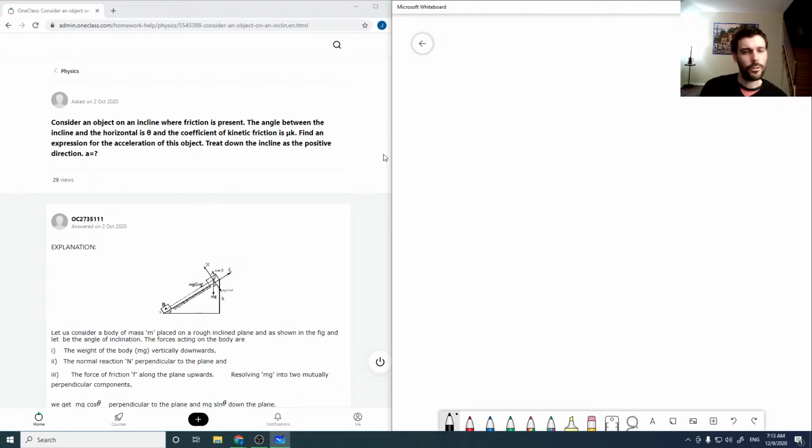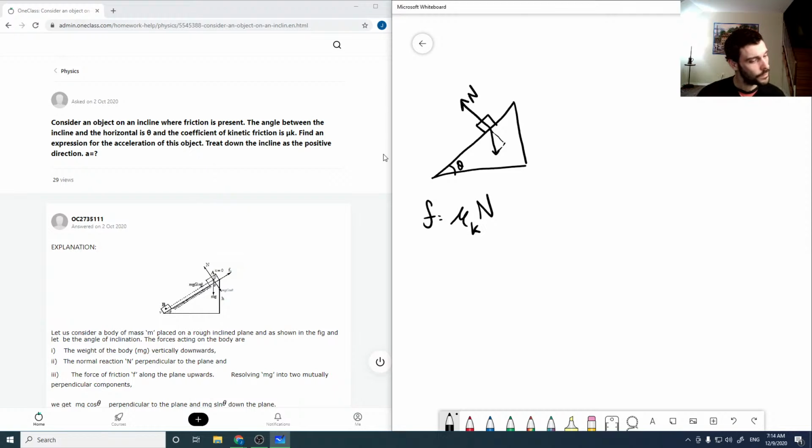Now, okay, so here we're going to consider an object on an incline where friction is present. So we got an incline. The angle is theta. There's our object, and it has a coefficient of kinetic friction. And remember, our frictional force is that coefficient times the normal, where our normal always acts perpendicular to the surface. And it will be equal to our projected mass force.